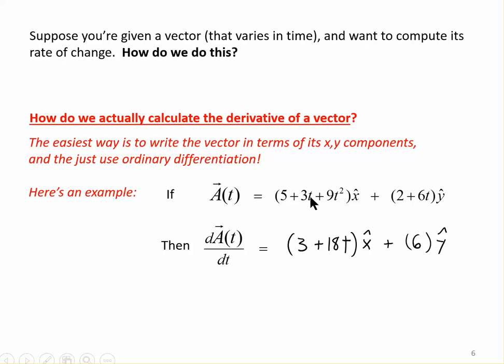But if you do, it's just taking the derivative of the x component. Then separately you go to the y component, 2 plus 6t. Take the derivative of 2 plus 6t with respect to time, you get 6. So this then is the new vector. It's the rate of change of vector A. And that's how you take the derivative of a vector. Likewise, you can integrate vectors too. You take the x component and you just take the integral of the inside, and then separately you take the y component and you integrate that.